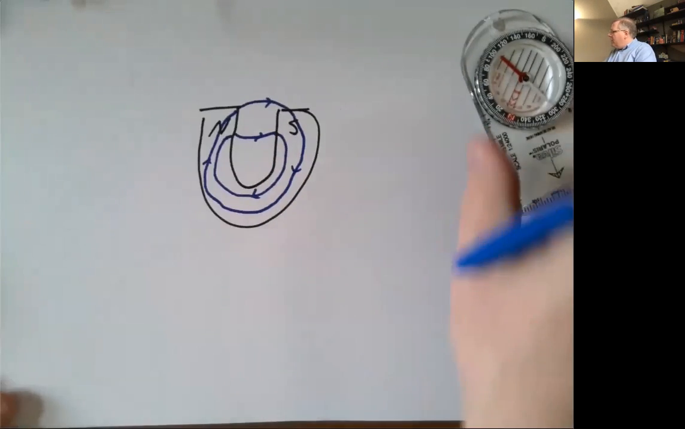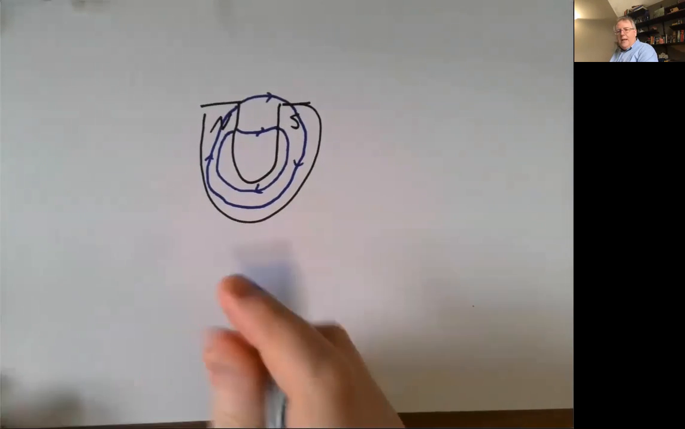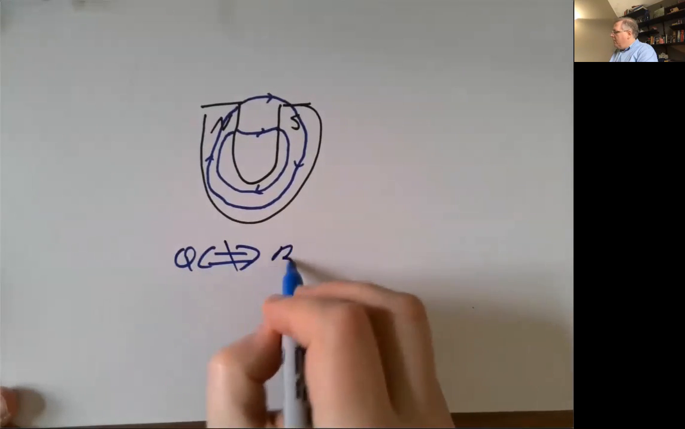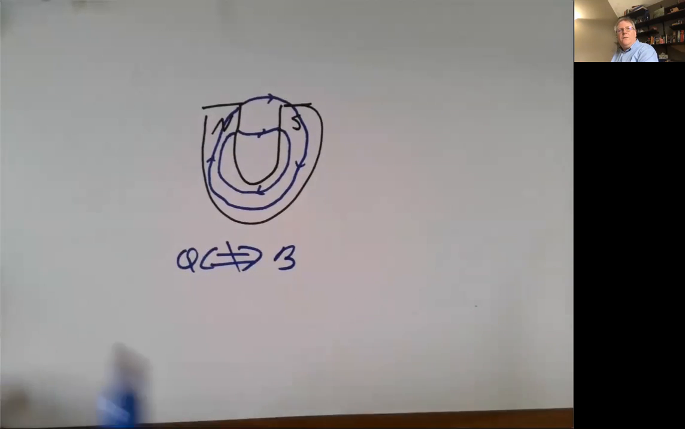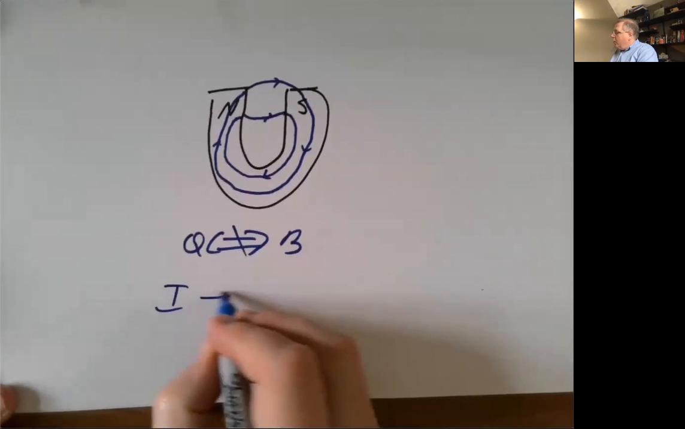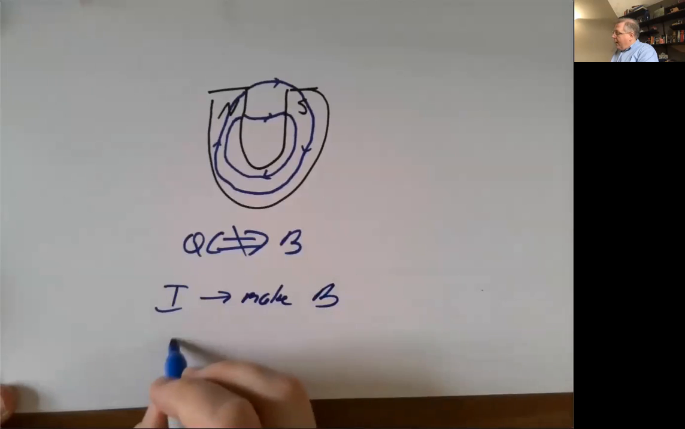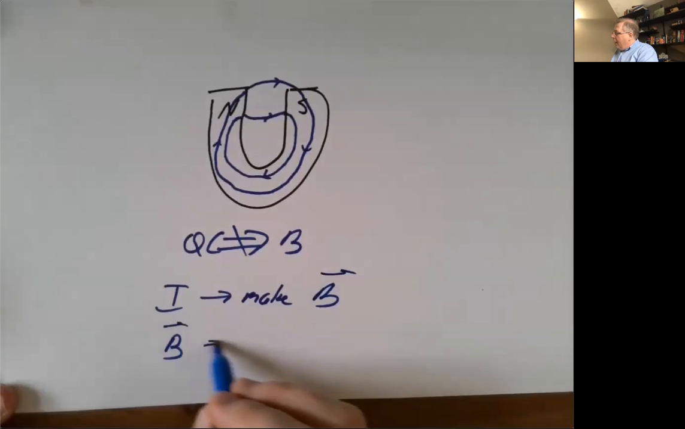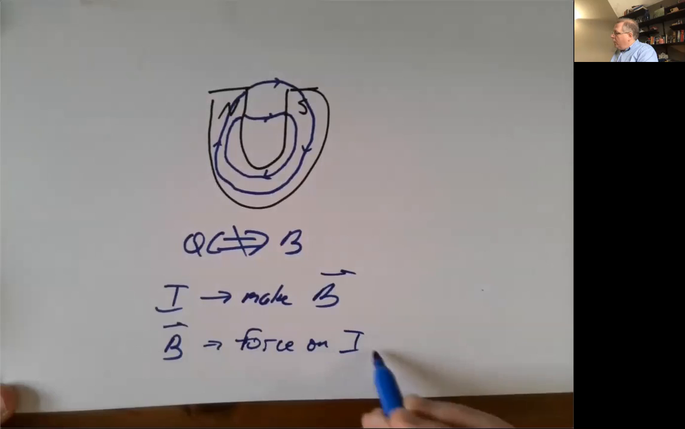The other two things that we learned is that charges don't create magnetic fields. They don't interact with magnetic fields. If I have a single charge, it doesn't feel a magnetic field and it won't make a magnetic field. But a current can make a B field. And if I have a magnetic field, it makes a force on a current carrying wire.